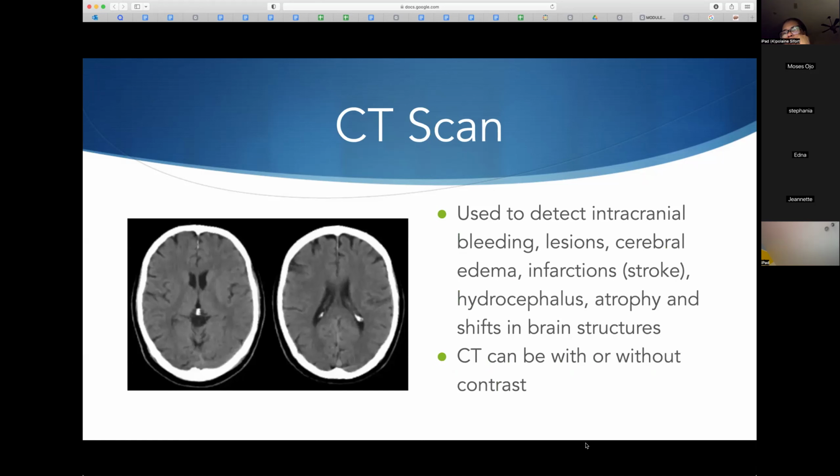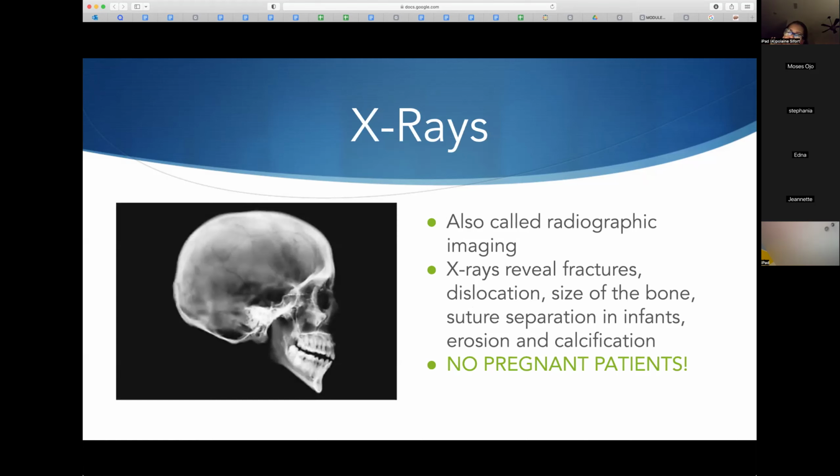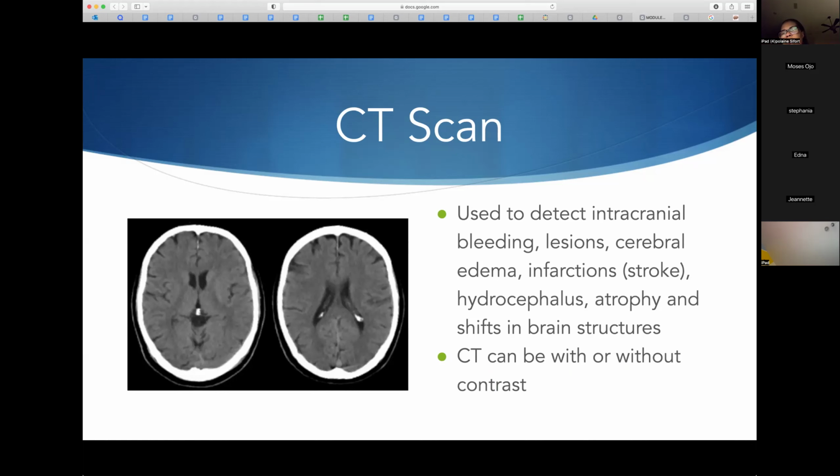Okay, CT scan. So let's look at the difference in the pictures, right? So X-rays, you just see bone. With a CT scan, you can actually see tissue. Yes, beautiful. So you're looking at soft flesh.